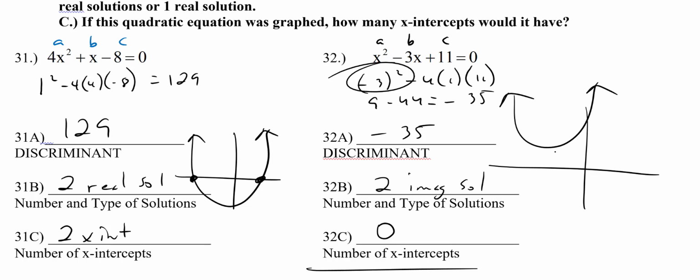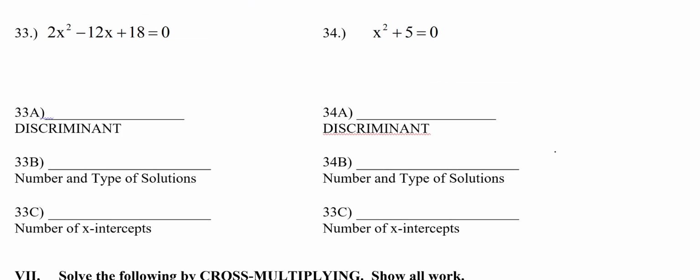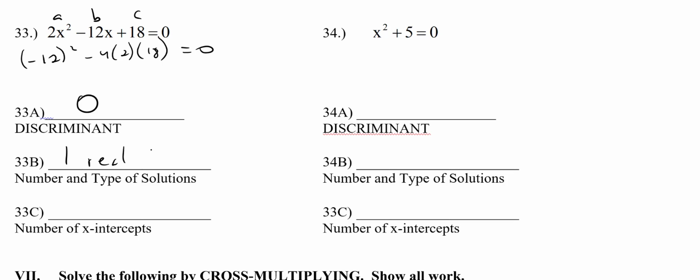Okay? And then, we're almost there. So A is 2, B is negative 12, and C is 18. So it's B squared, so negative 12 squared, minus 4 times A times C. So again, negative 12 squared is 144. Minus all that stuff, and you wind up getting a discriminant equal to 0. So that's the discriminant. The number of type solutions is 1 real solution, and number of x-intercept is 1.